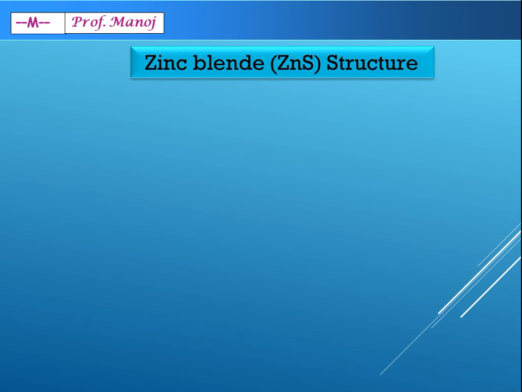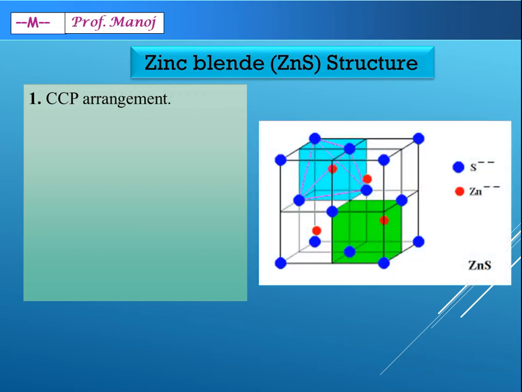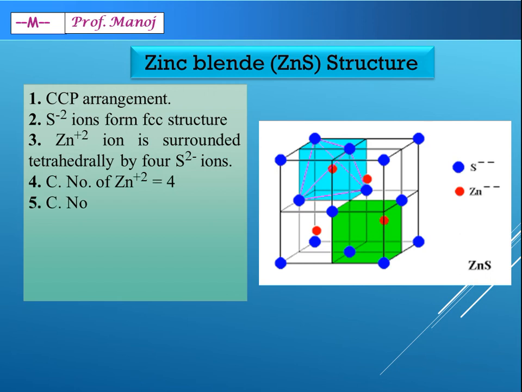Let us come to the third system, zinc blende or zinc sulfide system. Here the system follows a CCP lattice. The diagram is quite complicated. You can see where the sulfide ions are placed and where the zinc ions are placed. We can describe that sulfide ions are present in the FCC structure. Zinc ions are surrounded by 4 sulfide ions in a tetrahedral way. The coordination number of zinc ion is 4 and the coordination number of sulfide ion is also 4.